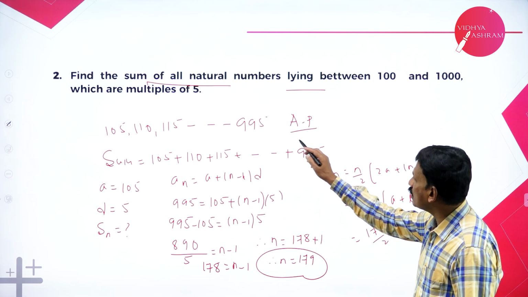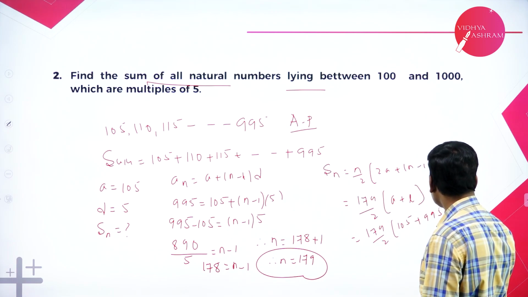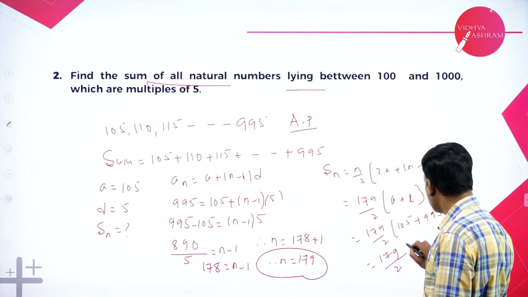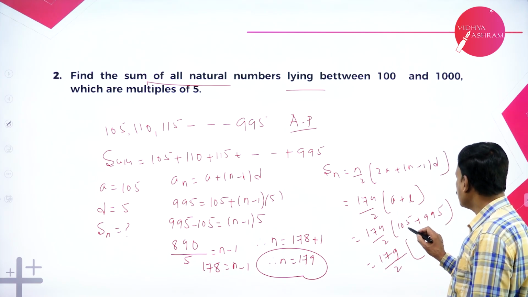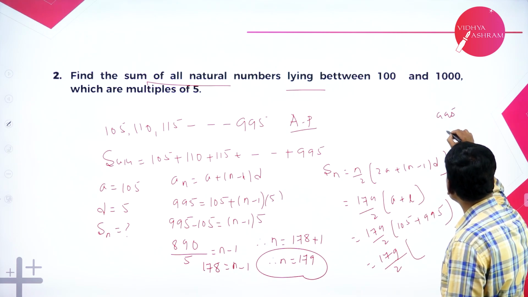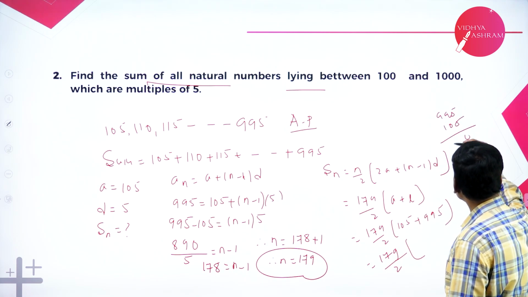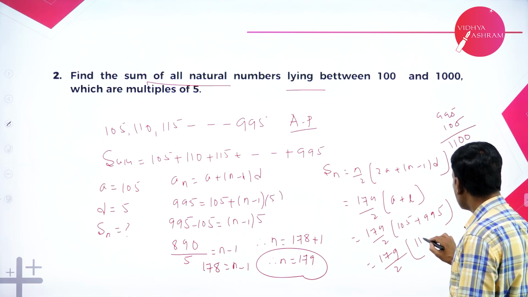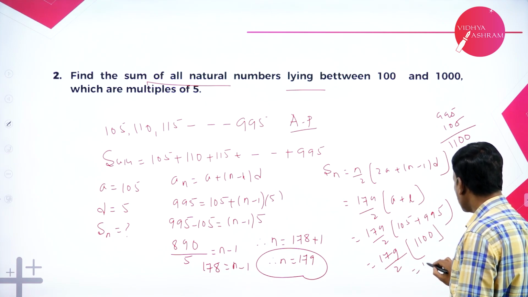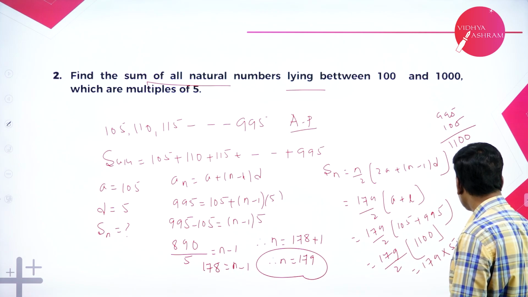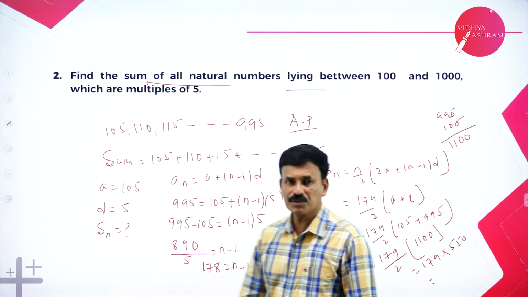What is the last term? We have 995. So what is this equal to? 179 by 2 into, if you add 105 plus 995, that's equal to 1100. So divide by 2: 1100 divided by 2 is 550. If you multiply 179 into 550, you are going to get the answer.